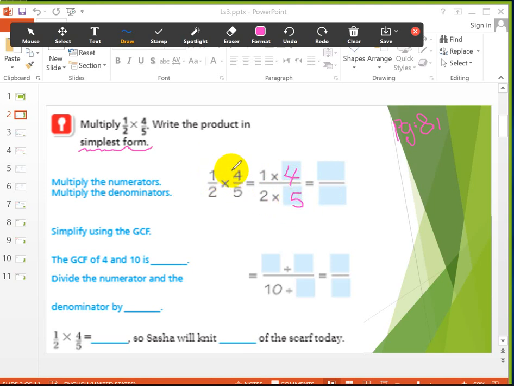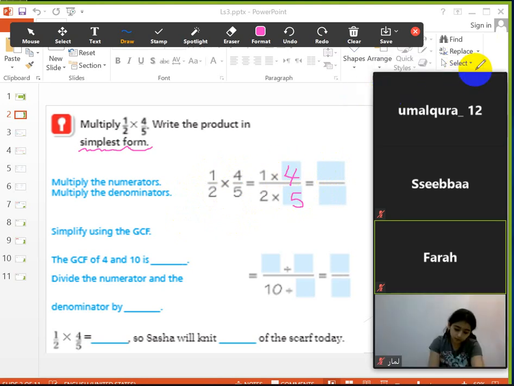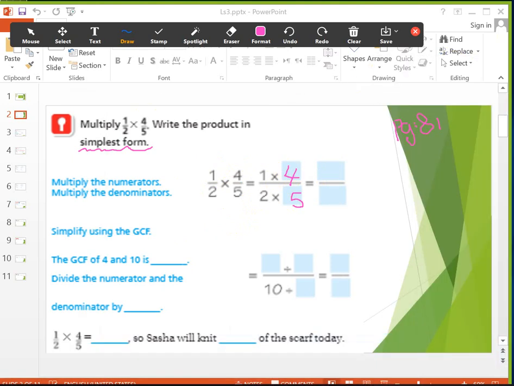We multiply numerators with numerators, and we multiply denominators with each other. If you want to find the answer, it will be what? 1 multiply 4 equals what? 1 multiply 4 equals 4. And 2 multiply 5 equals 10. Okay, very easy.